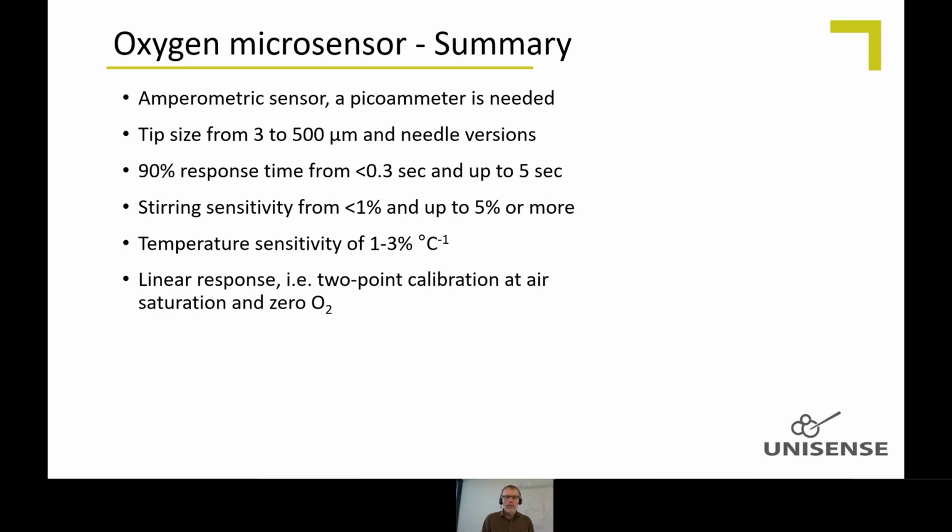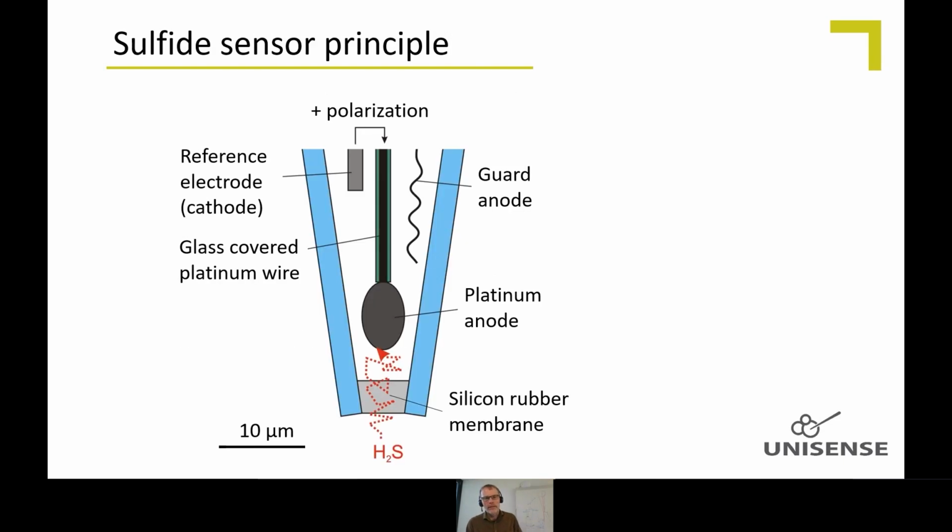All our oxygen sensors and also all the other gas sensors have a linear response, so we can get away with doing a 2-point calibration. For the oxygen sensor, that will typically be air saturation and 0. And they come in both lab and in situ versions. I'll now go through the other types of sensors.